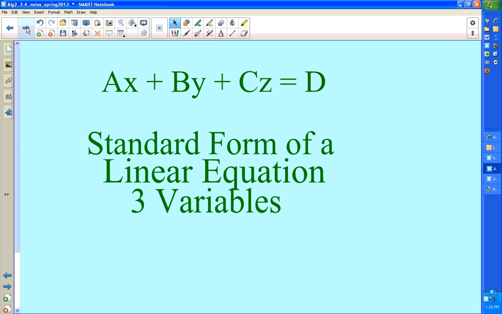All the variables, the x, the y, and the z, are raised to the power of 1. None of them are multiplying, none in the denominator, none under a radical. That's a linear equation by definition. This is standard form. Ax plus By plus Cz equals D. A, B, C, and D are all integers and A is positive.